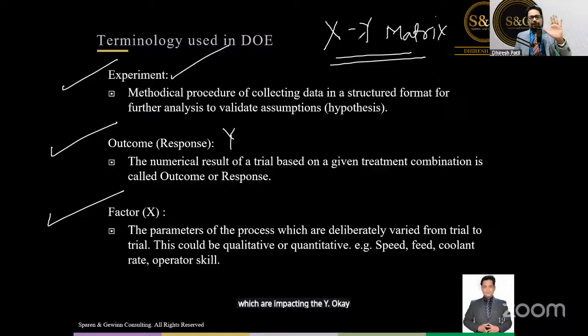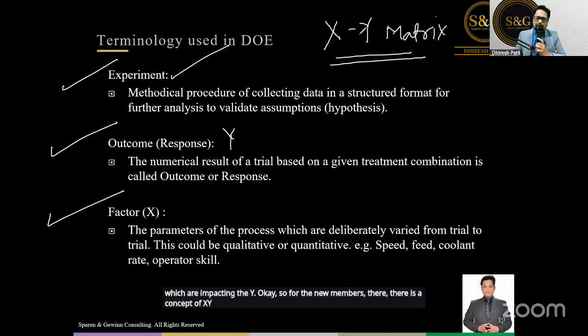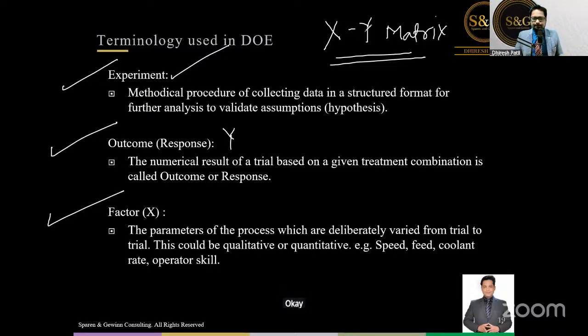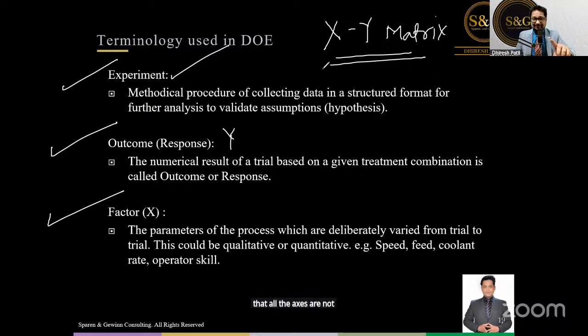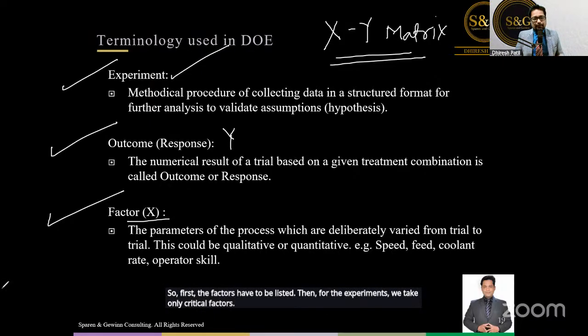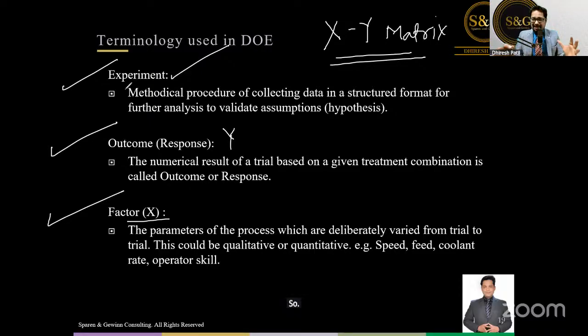XY matrix is a tool where we identify all the x's which are impacting the y. For the new members, there is a concept of XY matrix in your curriculum, you can find it. We identify all the x's, and as I said a few minutes ago, not all the x's are critical x's. So first the factors have to be listed. Then for the experiments, we take only critical factors, which I will explain. So experiment is the full design, outcome is the response, and the factors are the x's.